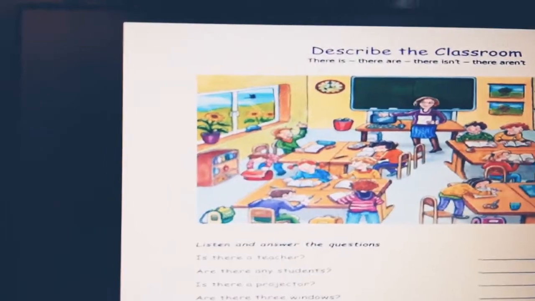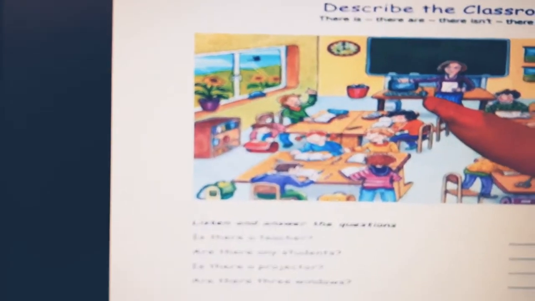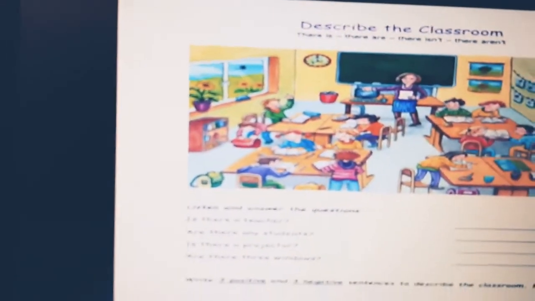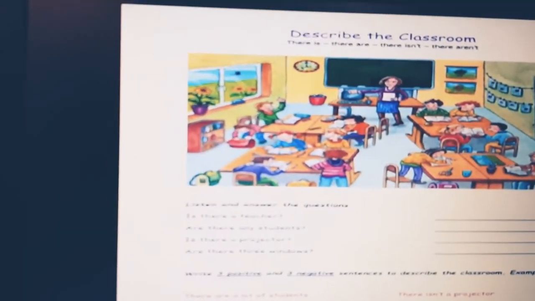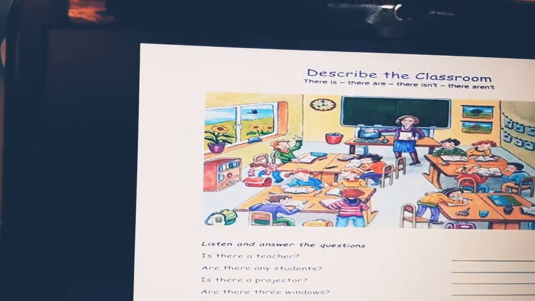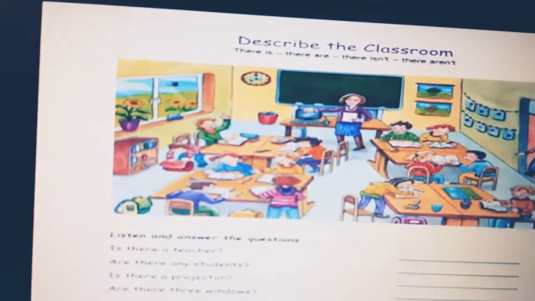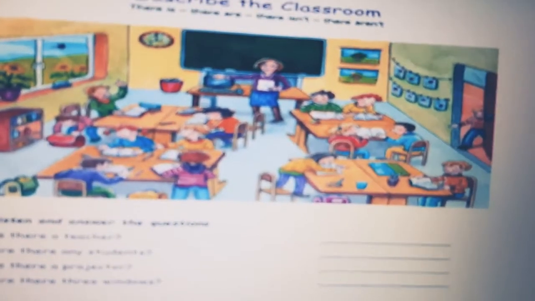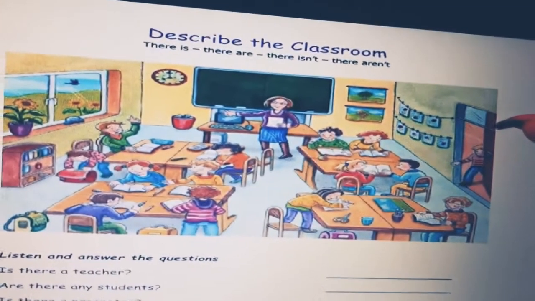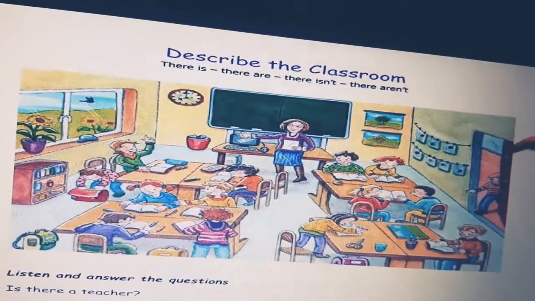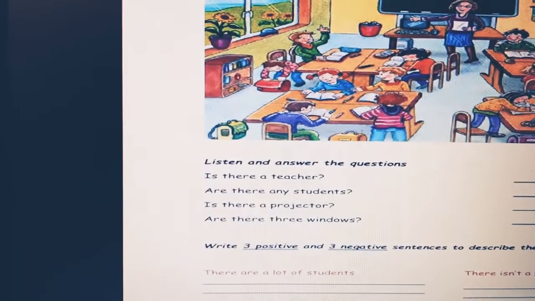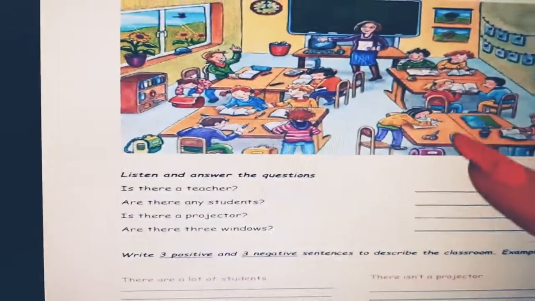I think yes. I think this is a projector, but I don't know. What do you think? Yes, there is. Are there 3 windows? Well, there are 2 windows. Maybe this is a window, but I think no, it's not a window because it's on the door. So in this question, are there 3 windows? No, there aren't, because there are 2 windows.